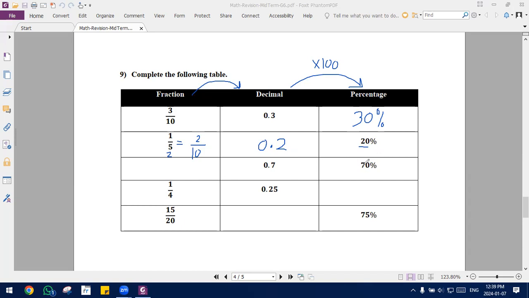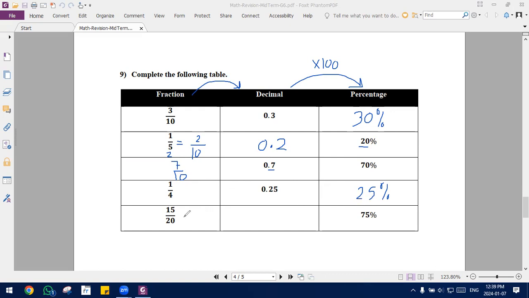Now this is 70%, 0.7. Okay, 0.7, this is tenth. So 7 over 10. Now 1 over 4, it becomes 0.25, times it by 100, 25%.